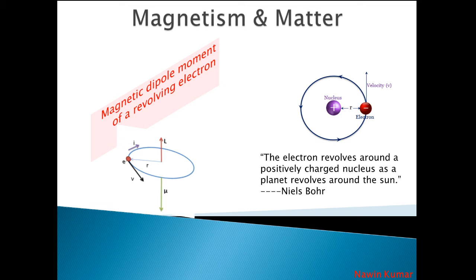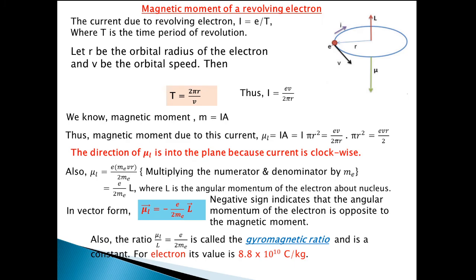According to Bohr's model, the electron revolves around a positively charged nucleus as a planet revolves around the sun. So, if the electron revolves, then it constitutes a magnetic dipole moment. How? That we will see in this section.